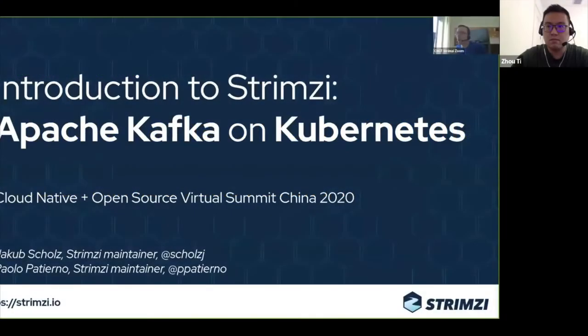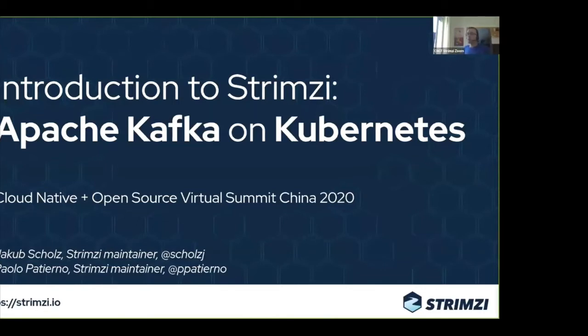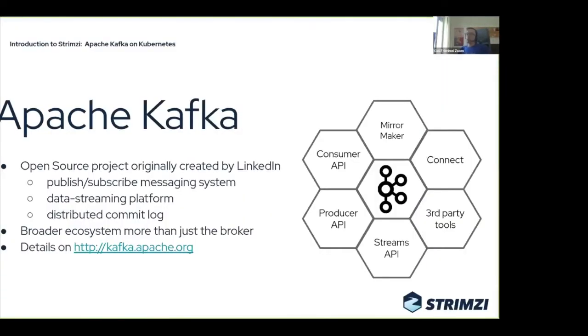This is a session about an introduction to Strimzi, a project about running Apache Kafka on Kubernetes. I am Paolo Patierno, and I am here with Jakub Scholz. We are both maintainers of the Strimzi project, and we are going to talk about this project and give an introduction to it. So first of all, let's talk about Kafka.